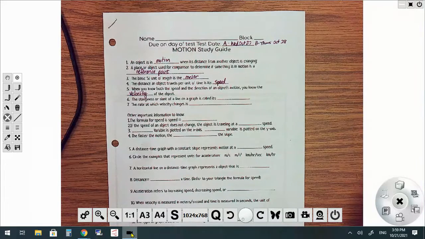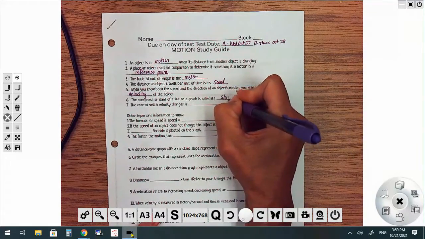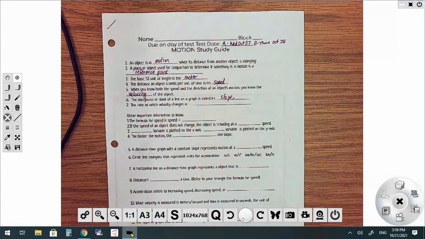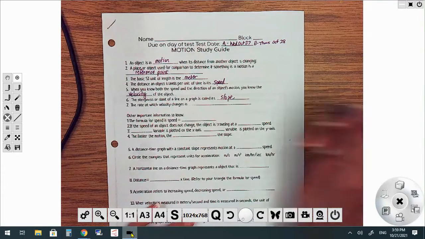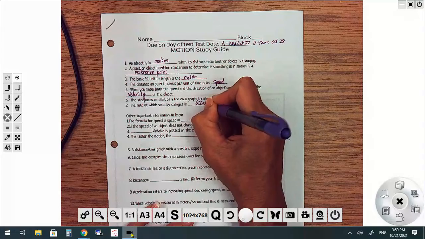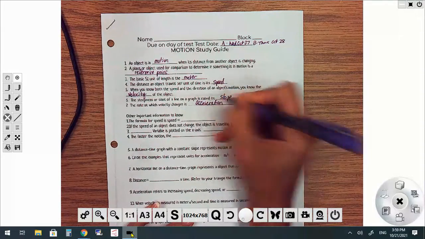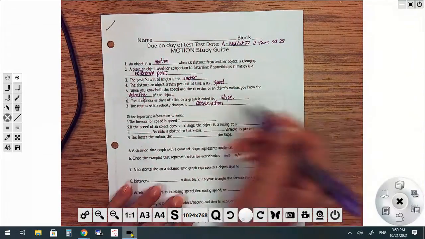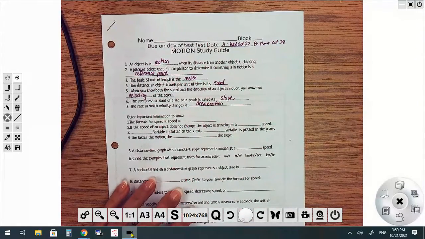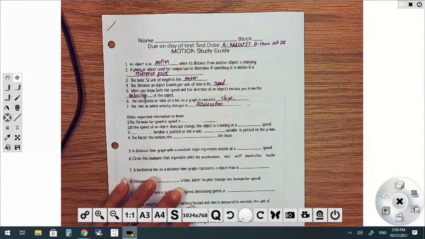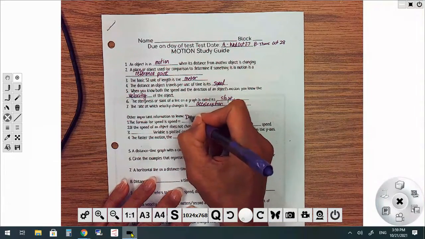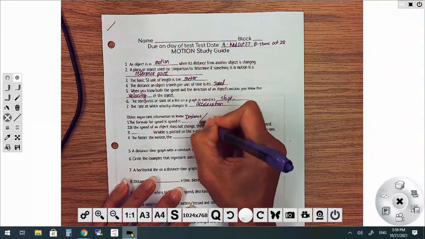Number 6, the steepness or slant of a line on a graph is called its slope. Number 7, the rate at which velocity changes is acceleration. Other important information to know is, what is the formula for speed? Number 1. Speed is distance over time. Take your distance and divide it by the time.